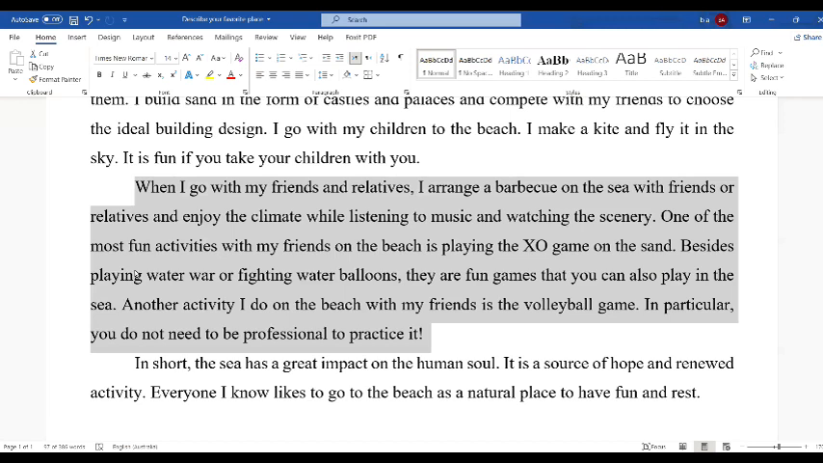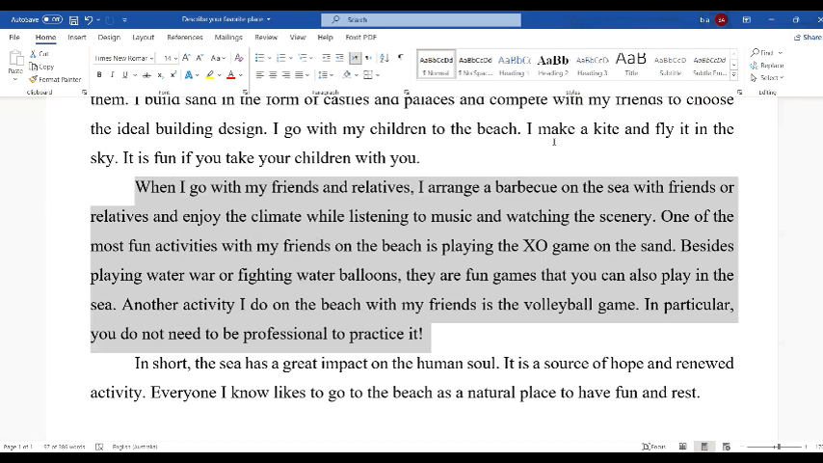Okay, thank you so much. When I go with my friends and relatives, it's similar to the family, or far family, such as, for example, aunt, uncle. I arrange a barbecue on the sea with friends or relatives and enjoy the climate while listening to music and watching the scenery. Scenery means nature. For example, green trees, the sea, the nature around you, it's called scenery.